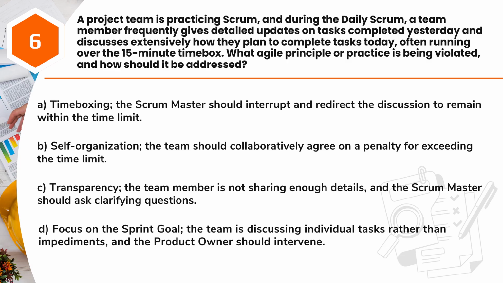A. Timeboxing. The Scrum Master should interrupt and redirect the discussion to remain within the time limit. B. Self-organization. The team should collaboratively agree on a penalty for exceeding the time limit. C. Transparency. The team member is not sharing enough details, and the Scrum Master should ask clarifying questions. D. Focus on the sprint goal. The team is discussing individual tasks rather than impediments, and the product owner should intervene.